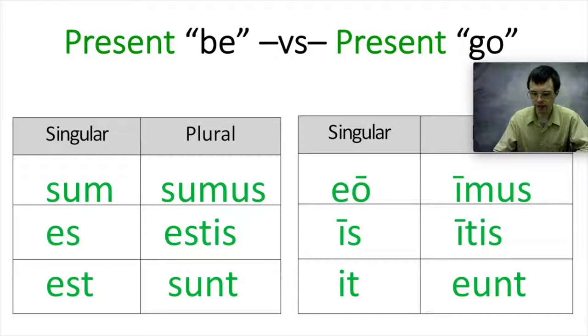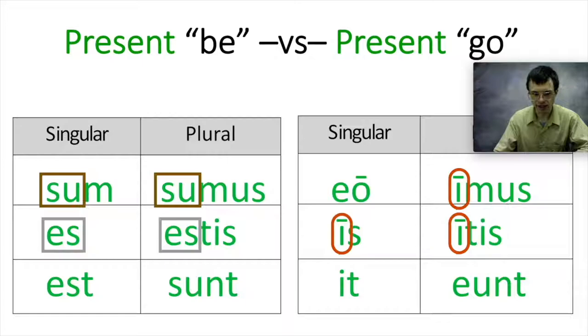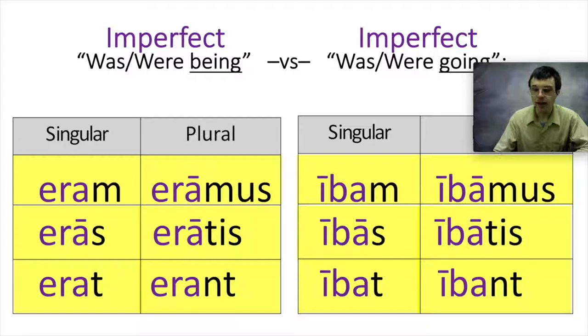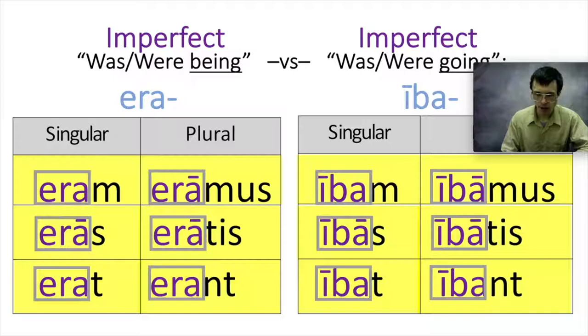Sum and eo, es and is, est and it. Sumus and imus, estis and itis, and sunt and eunt. And we had the long I as the sign of the go, and S-U or E-S is the sign of being, of the verb to be. Then in the imperfect, we had E-R-A and I-B-A everywhere. Very normal, with macrons right there.